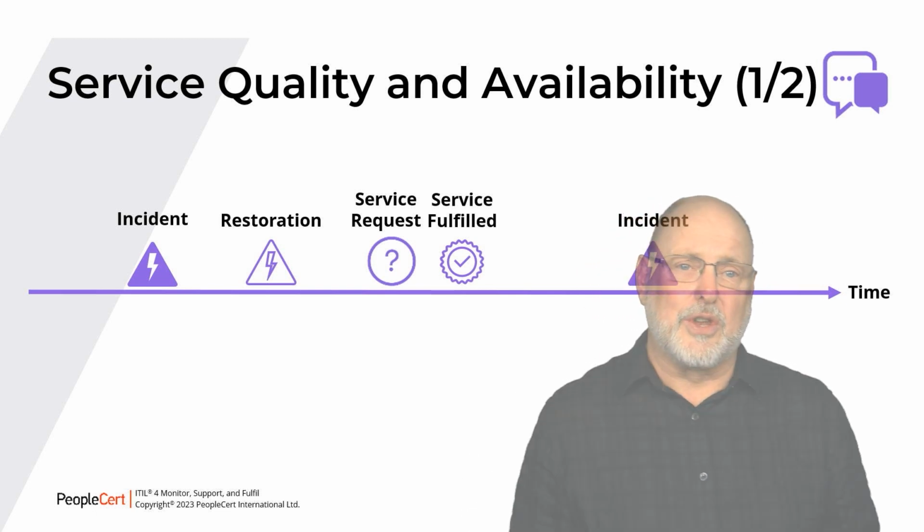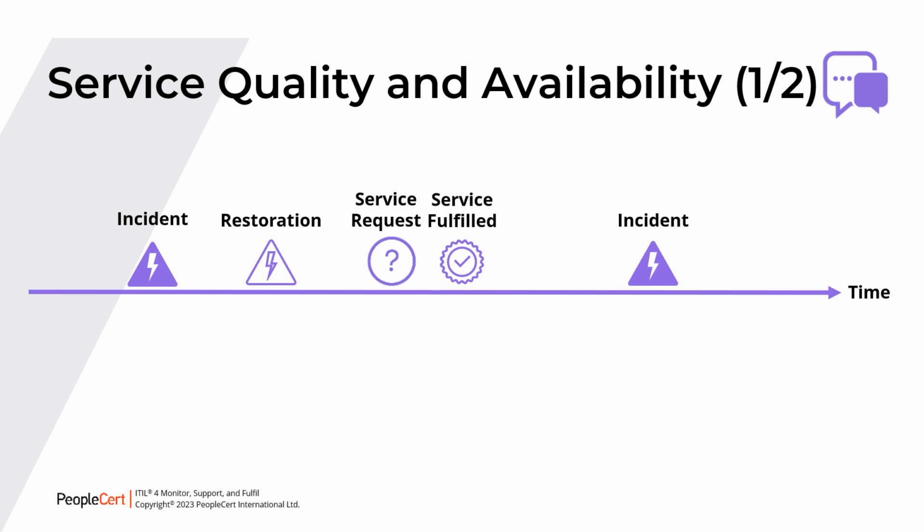Now, we're going to start with an overview of all of the practices and how they collaborate and work together to ensure that services are available and performing as and when required by our customers and users. And I'm going to use this timeline to do that. Essentially, we'll be talking about how incidents affect the organization and services, how we're able to restore those incidents. We'll be talking about service requests and how those service requests are fulfilled. And we're going to look at the impact of each of these on the services themselves.